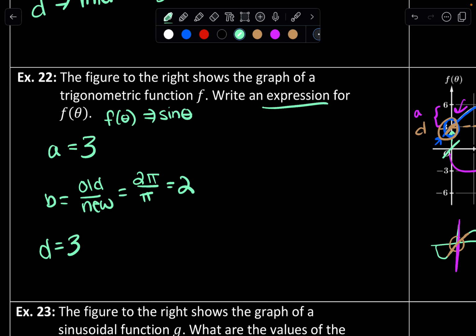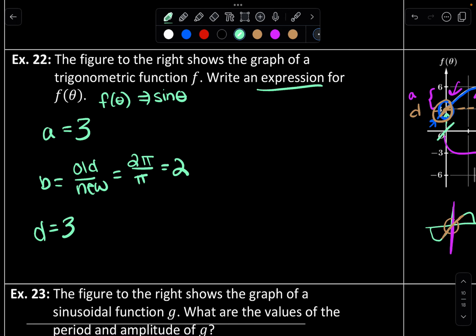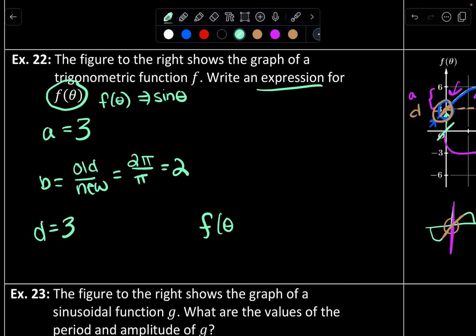Now this one says write an expression, so we can't just leave ABD like we did up here. We need to write an actual expression, and they want us to label that expression as f of theta. All right, so don't just write f of x or anything that you want. Follow the context of the problem. So f of theta is equal to, our A value is 3, our B value is 2, and then plus 3. And with this one, you can use parentheses. They're not required, but sometimes it makes it more obvious what's going to be the input.